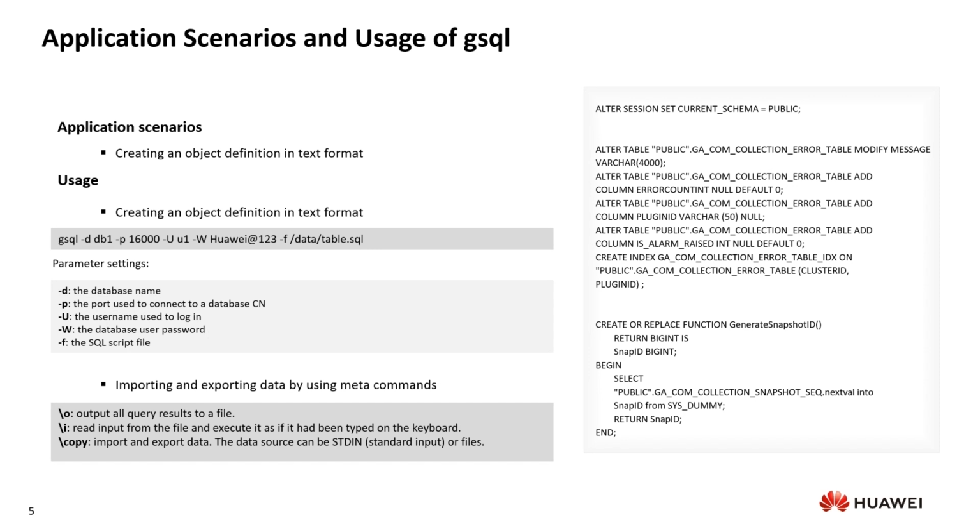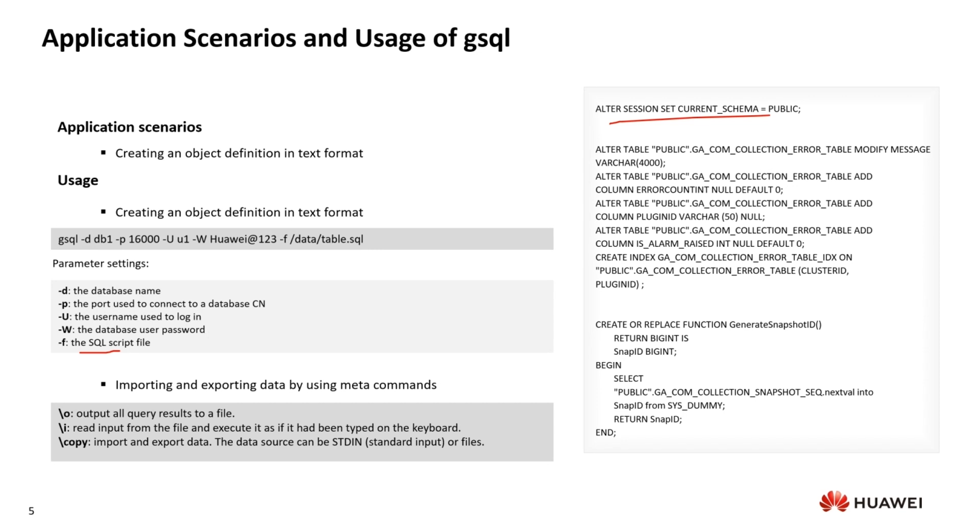We can rebuild and import the exported database objects and data with the -f option. And here is an example on the right side. The exported .sql file is shown here. When the gsql tool is used to import the file, followed by the -f option, the SQL script statements in this file will be executed.